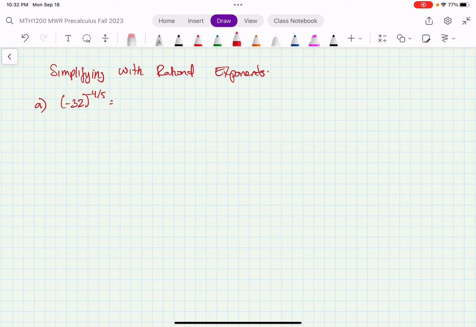One of the things that we have said is this may be a good problem where you want to switch this to a positive exponent. So what I could do next is say, negative 32, I'm sorry, negative 32 to the 4/5. In this case, I have to decide, is it easier to take the root first, or is it easier to raise it to the power of 4?